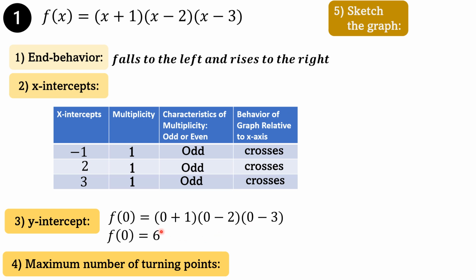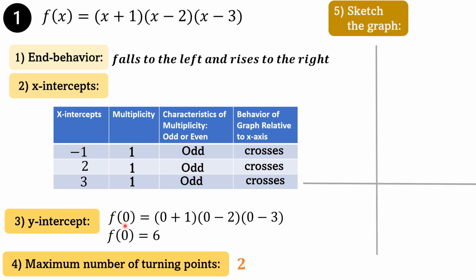And then, for step 4, find the maximum number of turning points by subtracting 1 from the degree. The degree is 3, minus 1, therefore the maximum number of turning points of this function is 2. We can now sketch the graph. This is the last step in sketching the graph of a polynomial function.